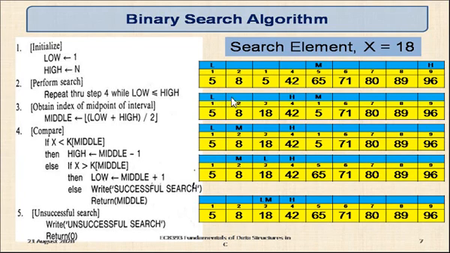That means what? Low to high is the effective array, effective list hereafter. We need not bother about the remaining elements in the array. Now 5, 8, 18, 42. These are all the elements in the effective array. Right. Now repeat.